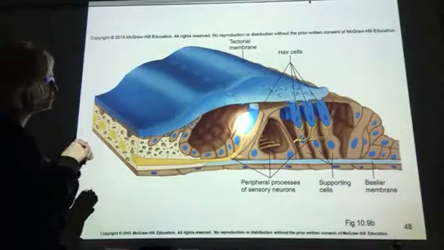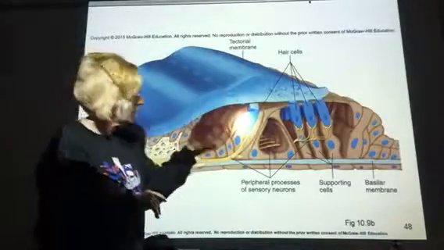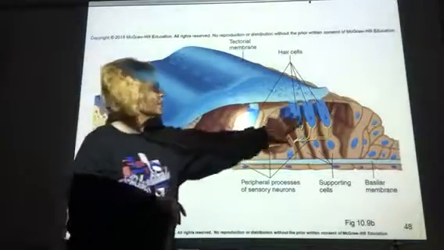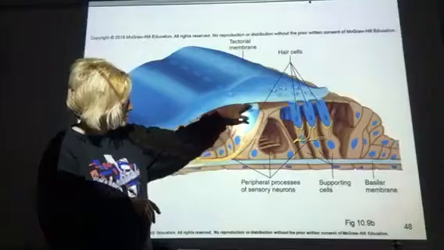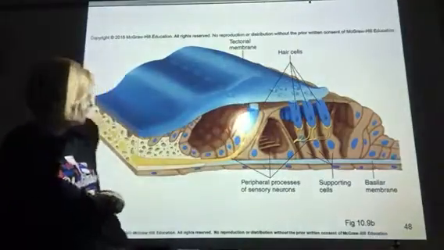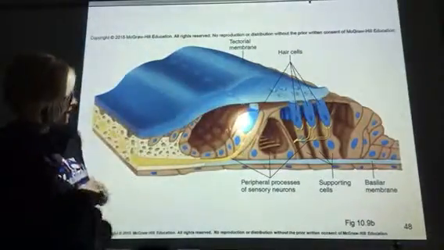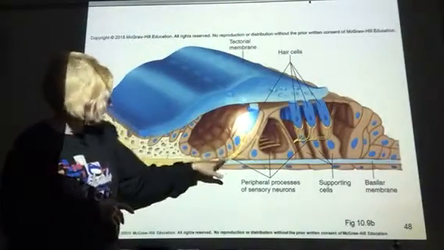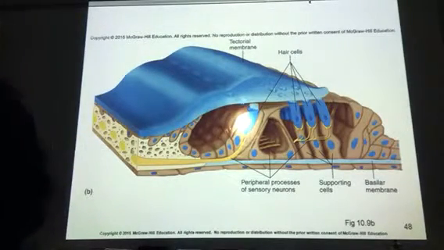If we go back to that other picture, we had the scala vestibuli on top, tympani on the bottom. This is that middle section. So this would be my organ of Corti. Here are your hair cells with a little bit of hair on the top. It's going to pick up sensations. This tectorial membrane basically floats right on top of it, and they are attached to your basilar membrane, and then this is going to be carried away to your cochlear nerve.